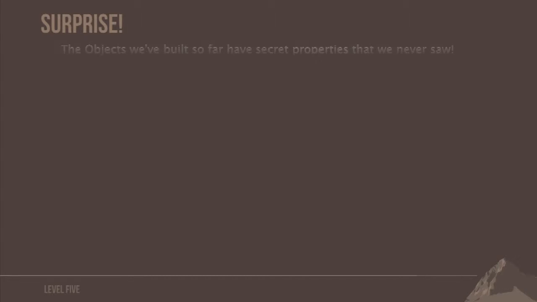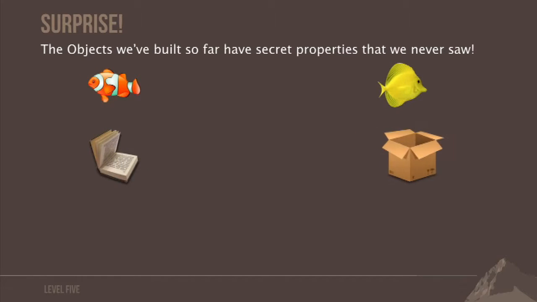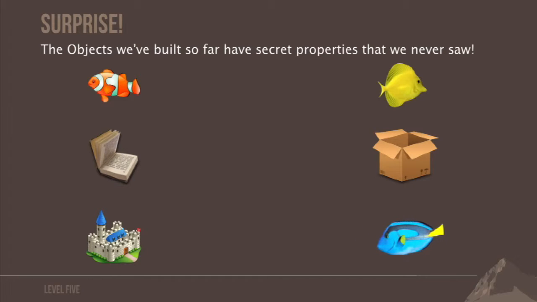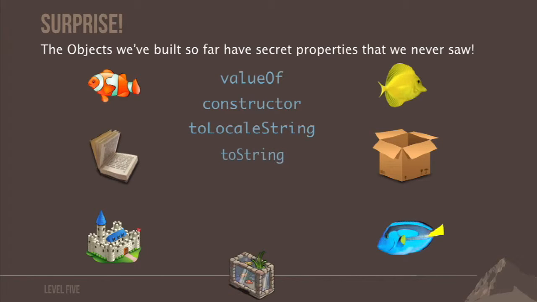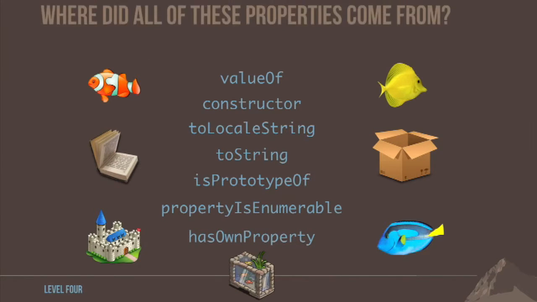Surprise! Guess what? The objects we have built so far have some secret properties that we never saw or talked about. That's right, Nemo, Bubbles, the book, the box, the castle, Dory, and the aquarium all have a bunch of properties that they were given just as soon as we created them. These are properties like valueOf, constructor, toLocaleString, toString, isPrototypeOf, propertyIsEnumerable, and hasOwnProperty. Interesting. Where do these come from?